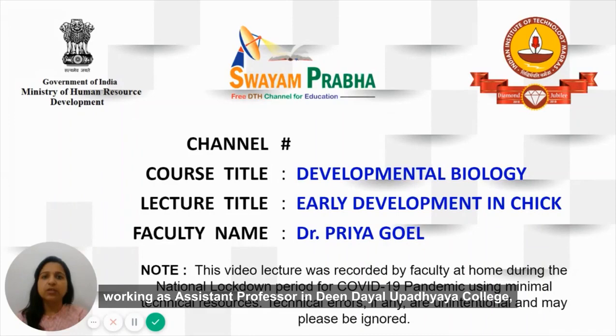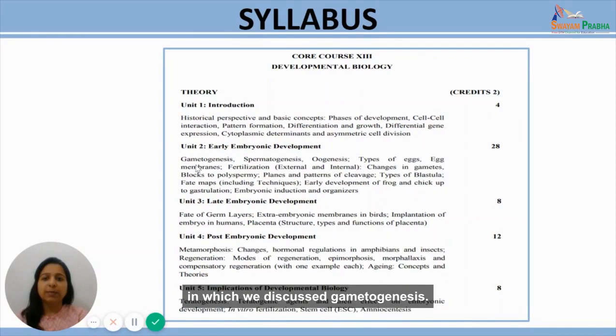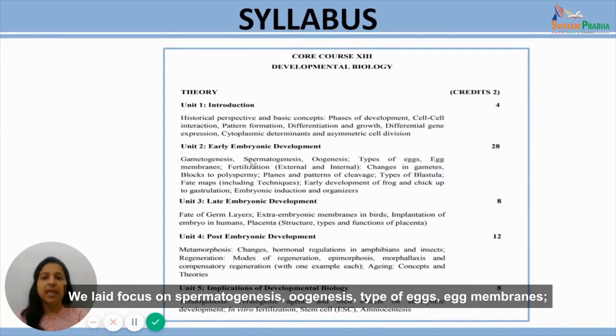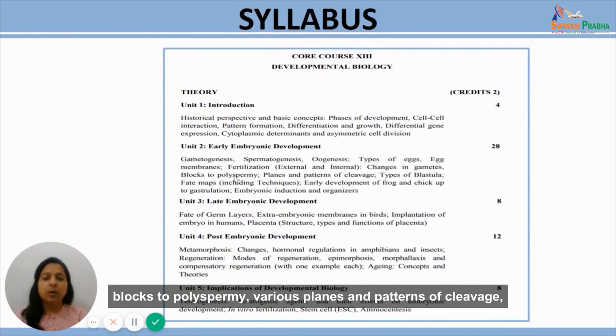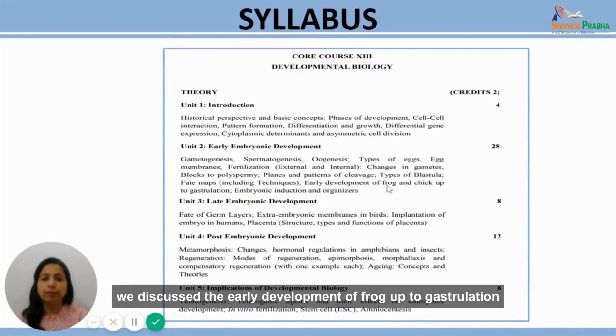This is the syllabus of Developmental Biology that we are following. We are done with Unit 1 of Introduction and continuing with Unit 2, that is Early Embryonic Development, in which we discussed gametogenesis. We laid focus on spermatogenesis, oogenesis, type of eggs, egg membranes. Then we also discussed fertilization, changes in gametes, block to polyspermy, various planes and patterns of cleavage, types of blastula, and fate maps. In the last lecture, we discussed the early development of frog up to gastrulation.